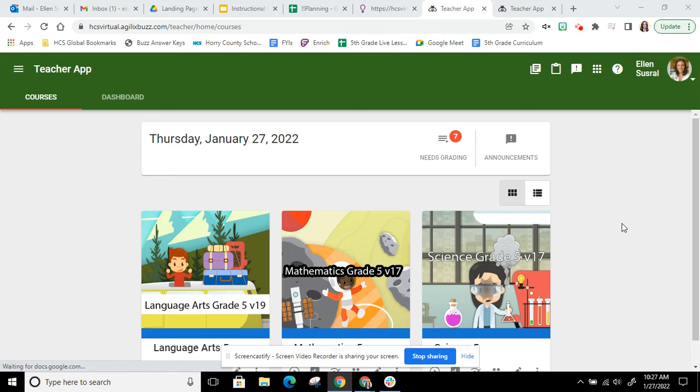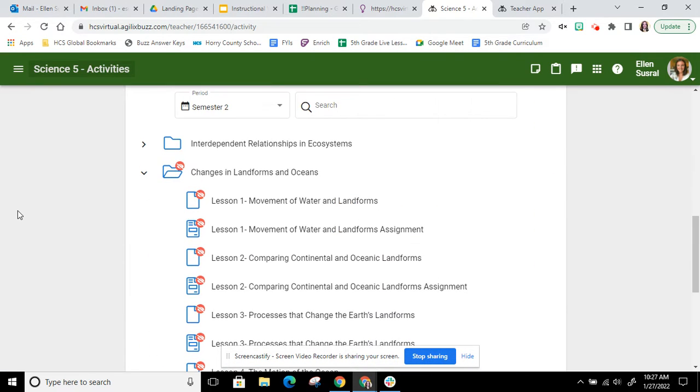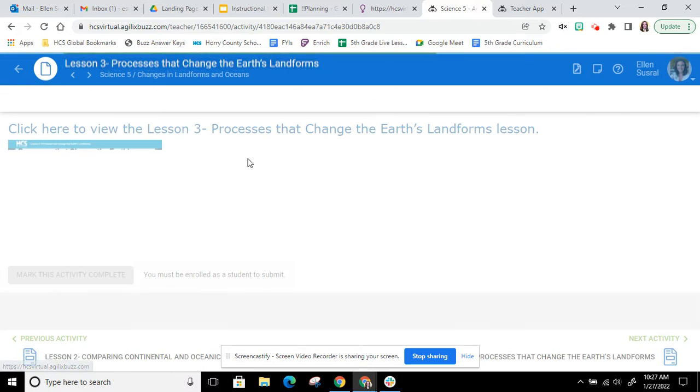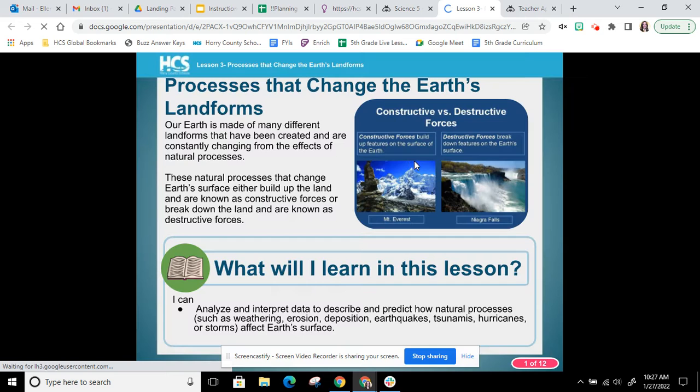Boys and girls, I'm going to go over your assignment for lesson 3 in your land and water unit in science. You're going to click on your science course. You're going to scroll down to your changes in landforms and oceans unit. We're looking at lesson 3, processes that change the Earth's landforms. You click on the blank page icon to open up your lesson. You'll click on the lesson to open it up into a bigger format.